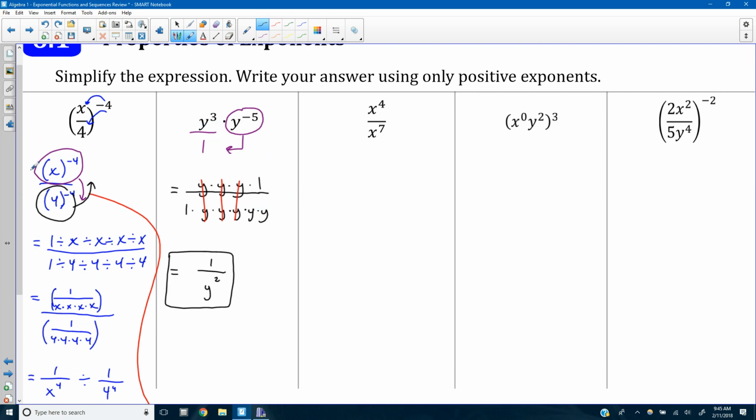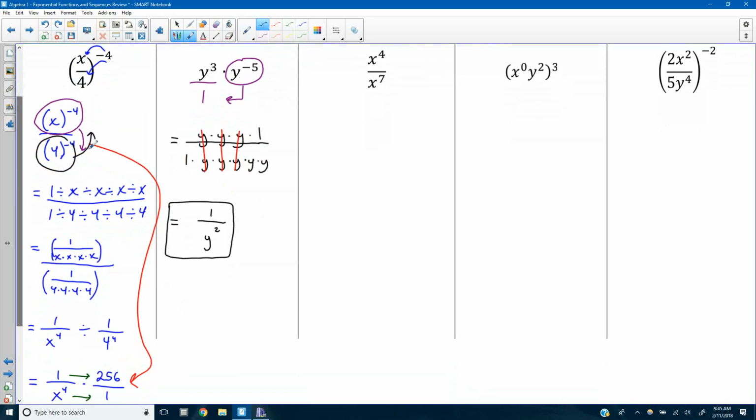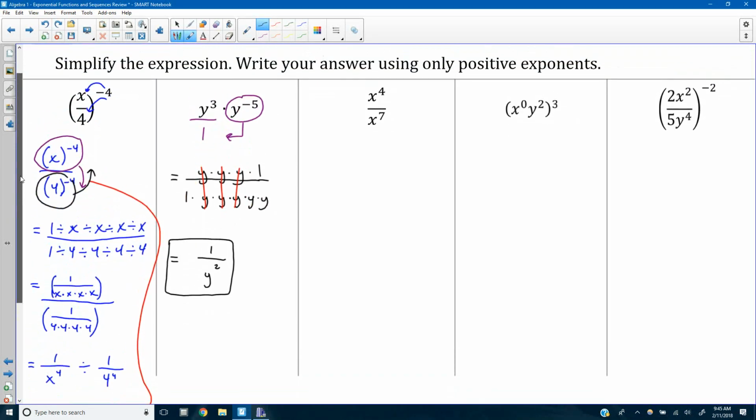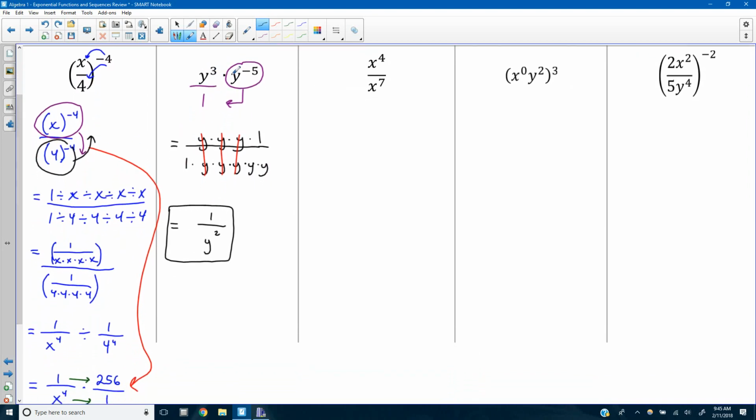So what's actually happening here is subtraction. And if you think about what that last property was, the a to the m divided by a to the n, what's actually happening is you are subtracting the number of y's on top with the number of y's that ended up being on bottom.